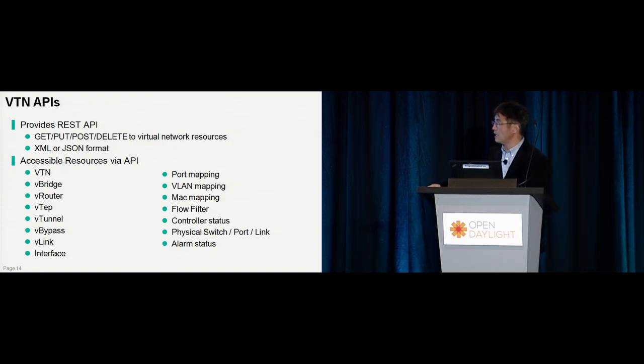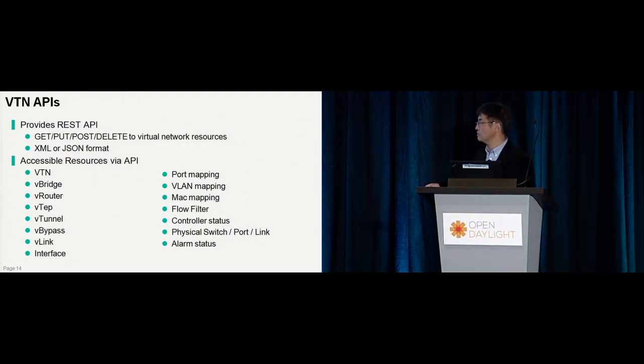This API also allows you to access the VTN model elements: vBridge, routers, endpoint of the tunnel, the tunnel itself, vBypass, and link and interface. Also, in order to map the physical resource to the logical resource, there are 3 mappings. One is port mapping, which depends on the switch's physical port. You can map the logical tenant to the physical ports. VLAN can be another way to map the physical resources. Also, the MAC address of the host can be used to map to the tenant or group. Then this mapping will be allowed with the VTN.